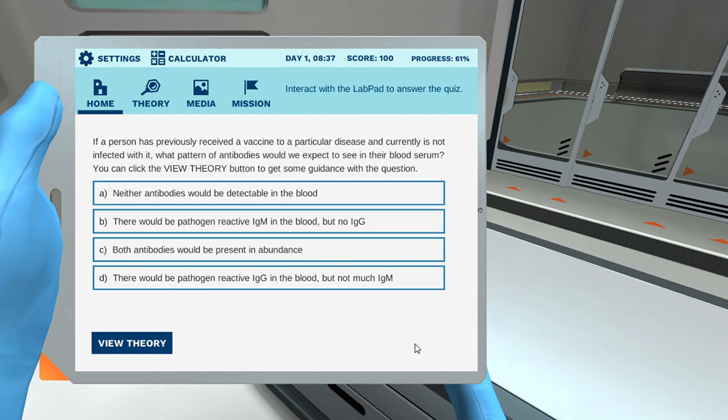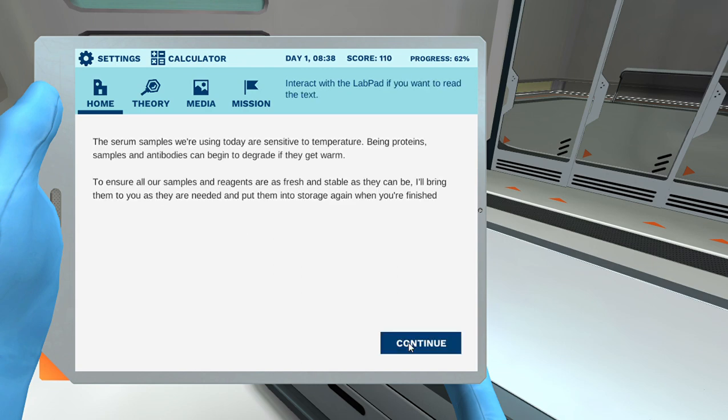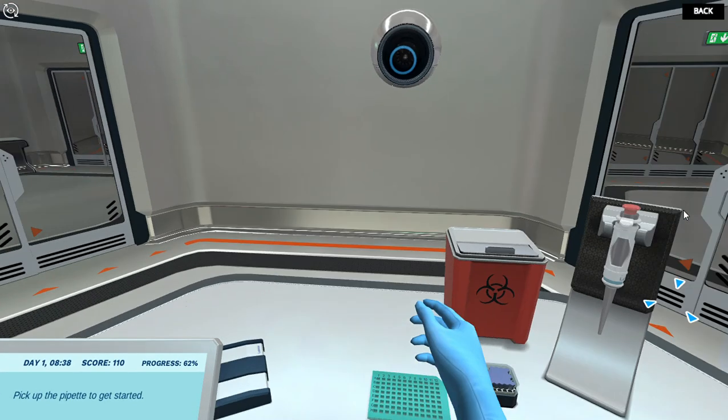If a person has previously received a vaccine to a particular disease and currently... Excellent. The only reason we might not see this pattern is if a person was unable to produce... The serum samples we're using today are sensitive to temperature. Being proteins, samples and antibodies can begin to degrade if they get warm. Pick up the pipette to get started.